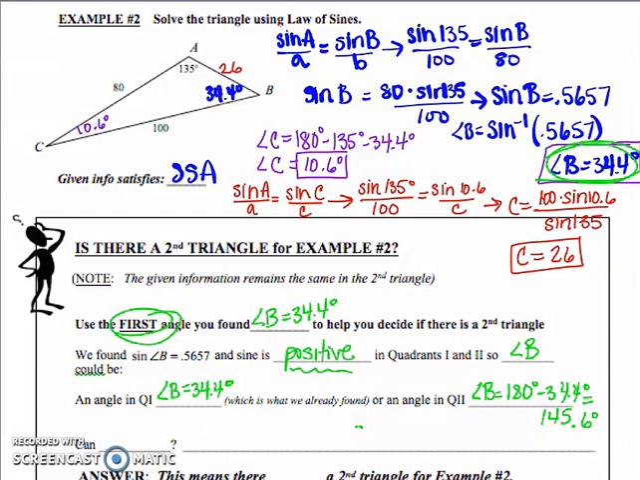So then the question is, can angle B equal 145.6 degrees? Well, let's find out. Angle A was given. So angle A was 135 degrees. That was given. Given information can't change.